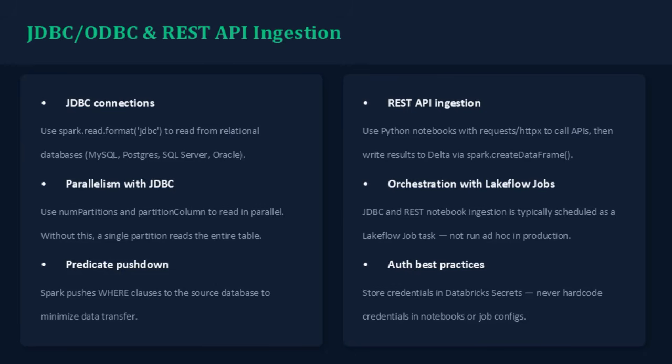So not every data source has a pre-built connector, right? For relational databases and REST APIs, you write the ingestion code yourself, usually in a Databricks notebook. The key performance concern with JDBC is that default Spark reads the entire table in a single partition, one task, no parallelism. For large tables, you must specify a partition column, a numeric column to split on, a lower bound and upper bound, the range of values, and the number of partitions, meaning how many parallel readers. With this set, Spark splits the read into multiple parallel tasks, dramatically faster for larger tables.